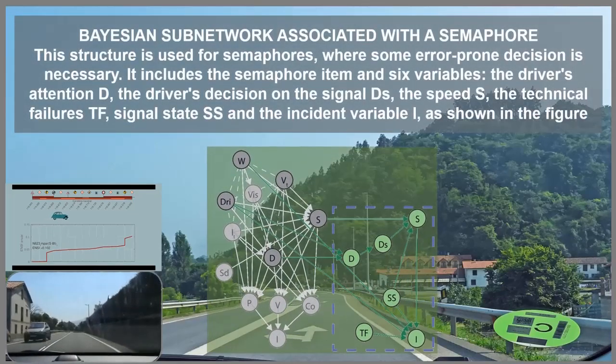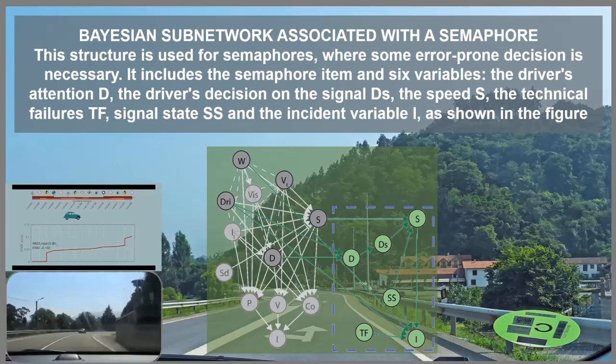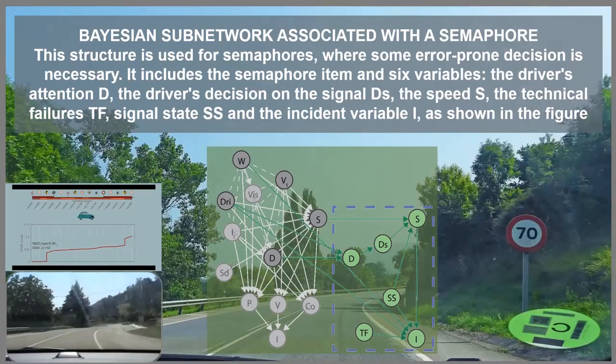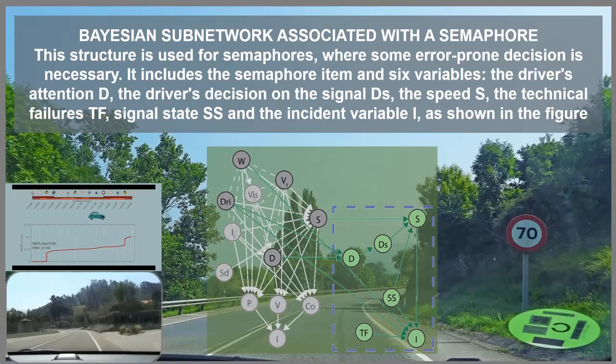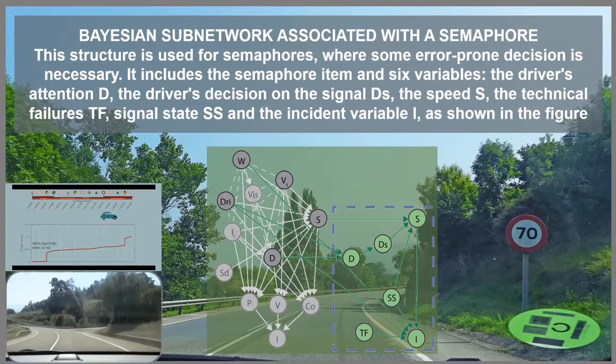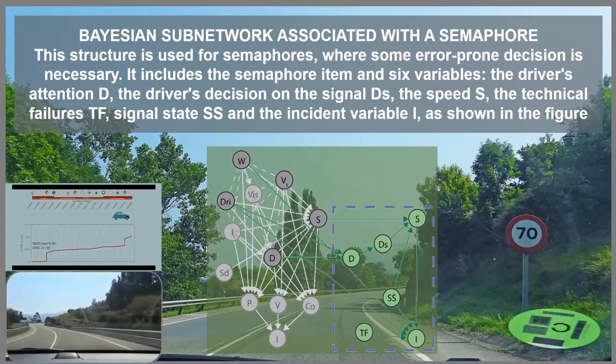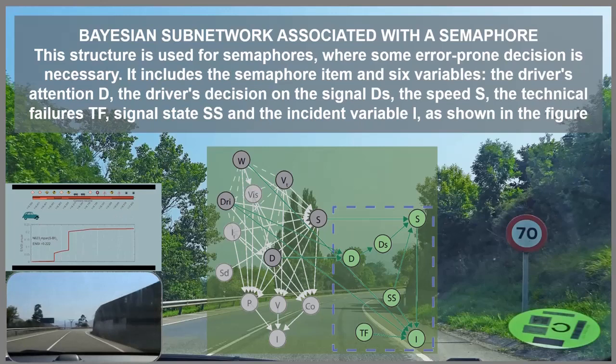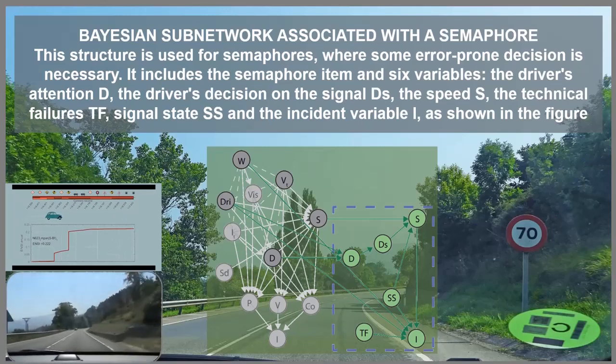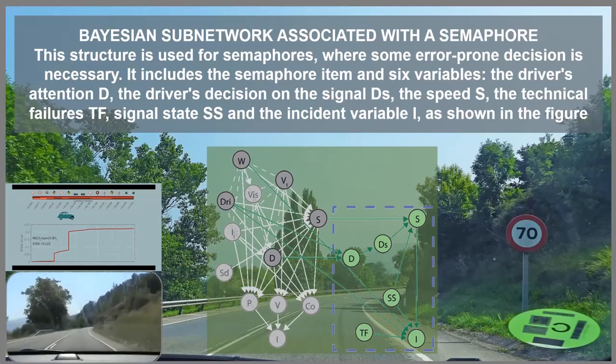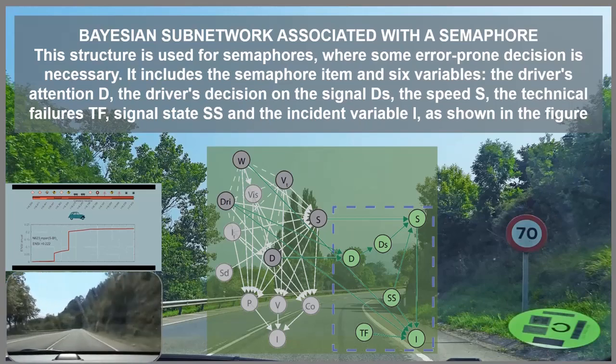Bayesian subnetwork associated with a semaphore. This structure is used for semaphores, where some error-prone decision is necessary. It includes the semaphore item and 6 variables: the driver's attention D, the driver's decision on the signal DS, the speed S, the technical failures TF, signal state SS, and the incident variable I, as shown in the figure.